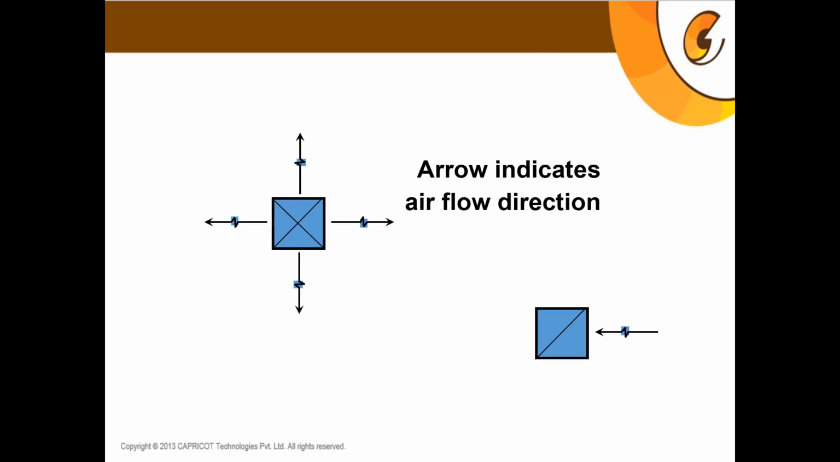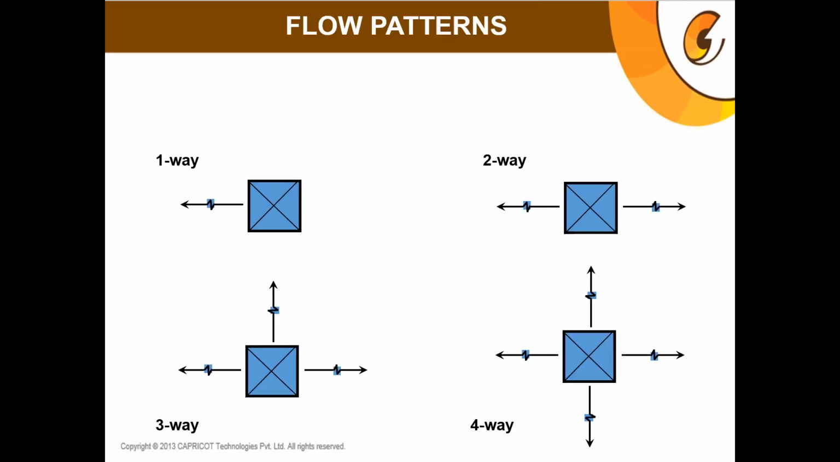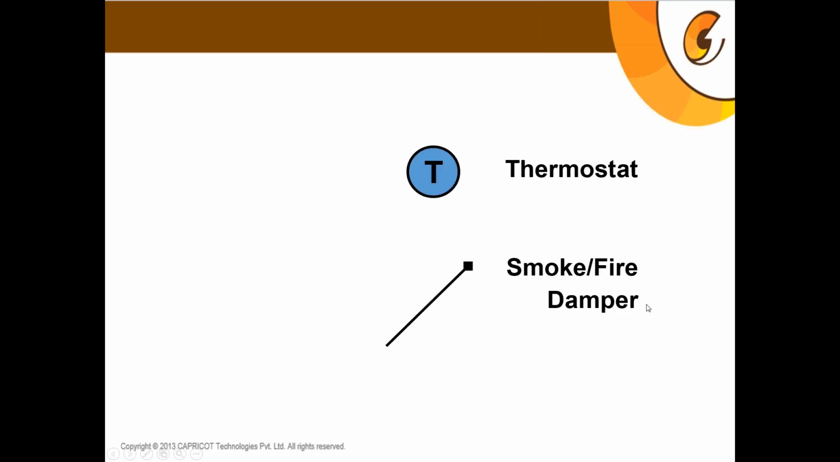And here, the indication of these air terminals. Here it is a supply, and this is an exhaust. Here if you see this, this is a one-way diffuser. If you give the indication like this, it is one-way, and if you give it like that, it's two-way, and three-way and four-way. It's a thermostat, an instrument to control the temperature. It will recognize the required temperature and control the air conditioning.